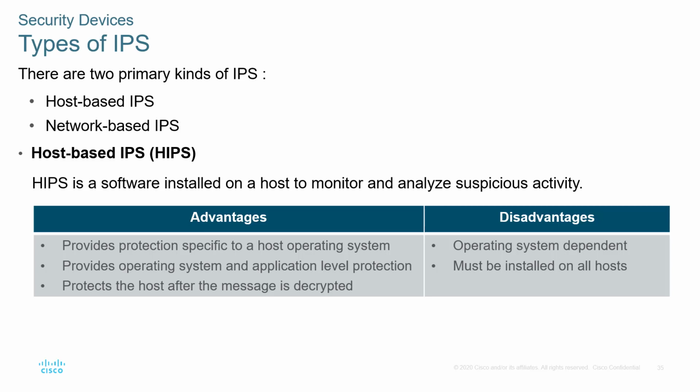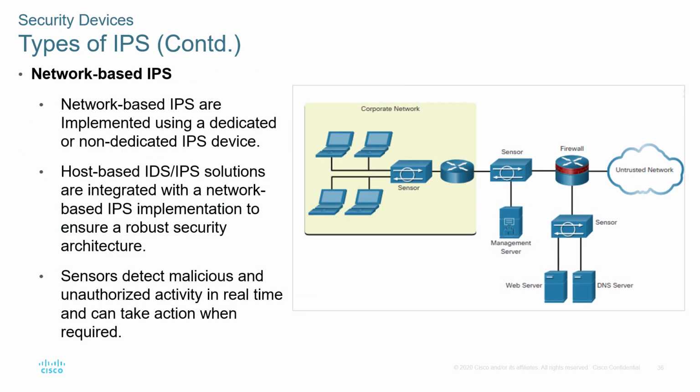The advantage of having a host-based is it provides protection to the individual operating system. However, it is dependent on that operating system. That means you have to have an IPS on all machines. So that's a disadvantage. For network-based NIPS, that will be an appliance on the network that then will act accordingly. The sensors will detect malicious material, unauthorized access in real time, and take action that was pre-approved.